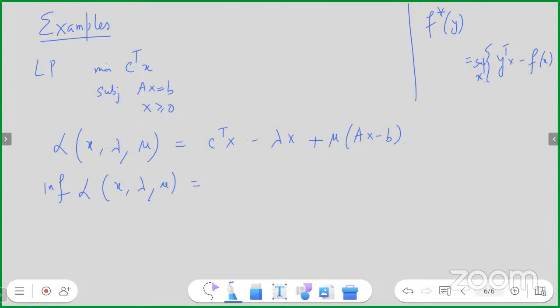Why? Because it's written as x greater than 0, while the way everything was set up was x less than 0. You're not doing anything. All I'm saying is, how is this going to appear? What is the inf of L going to look like as a function of some f star of something? That's all. I'm not asking you to solve the problem.